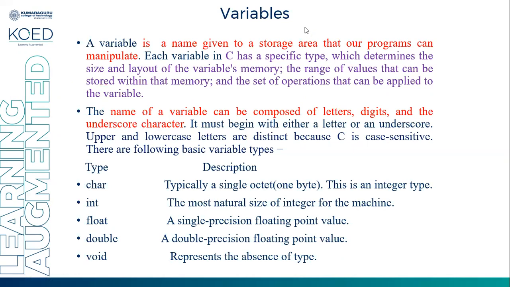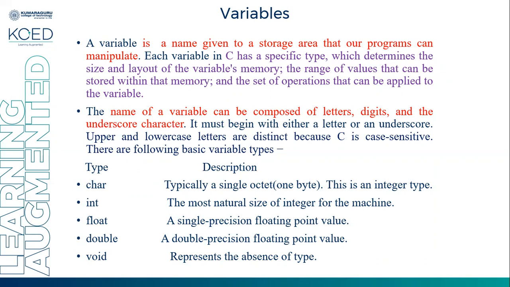Variables. Next, we are going to discuss variables. So what is a variable? A variable is a name given to a storage area that our programs can manipulate. Each variable in C has a specific type, which determines the size and layout of the variable's memory, the range of values that can be stored within that memory, and the set of operations that can be applied to the variable. A variable is a placeholder, a storage.